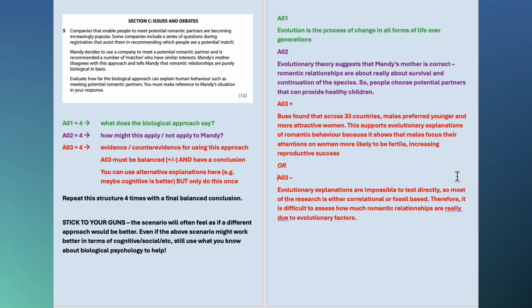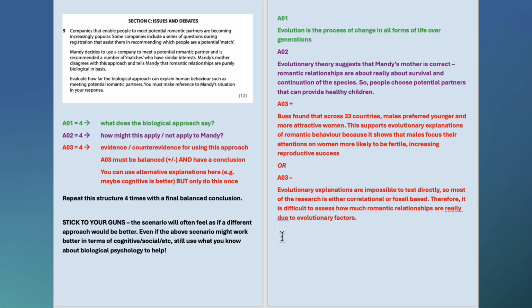So that's how you would start to go about this question. You would do that about 4 times. Now, notice the word or here. You don't want to be overkilling the AO3 because AO3 is only going to be worth 4 marks here. So if you went 1, 2, 3, 1, 2, 3, 1, 2, 3, if you did that 4 times, a couple of them were strengths, a couple of them were weaknesses, that would do it.